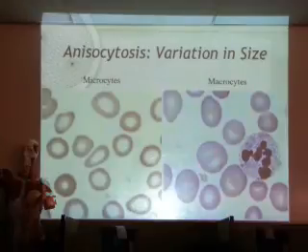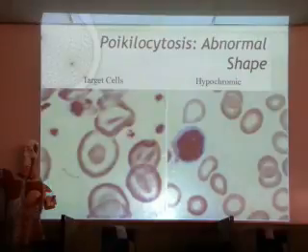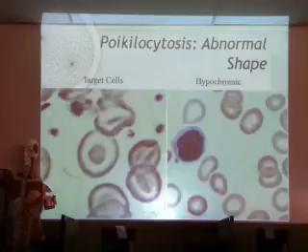So variation in size is called anisocytosis. But you can also find variations in shape. Normally they're biconcave discs, round, with a central pale area, but sometimes they are not biconcave shaped. They're not even round. And when we find those things, we say poikilocytosis.